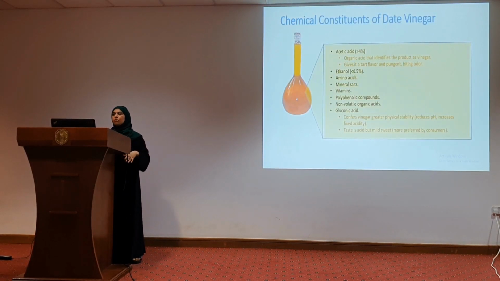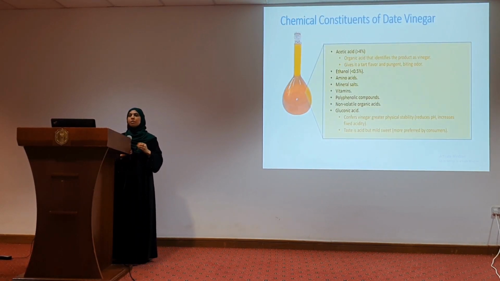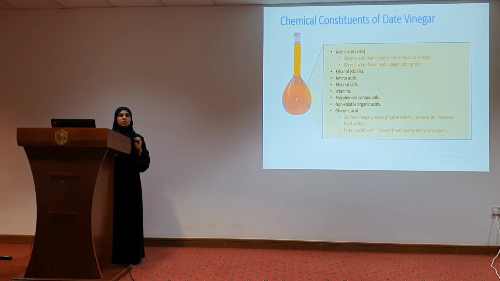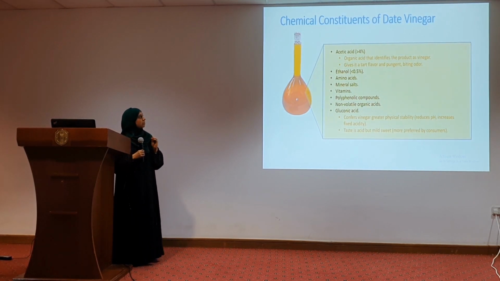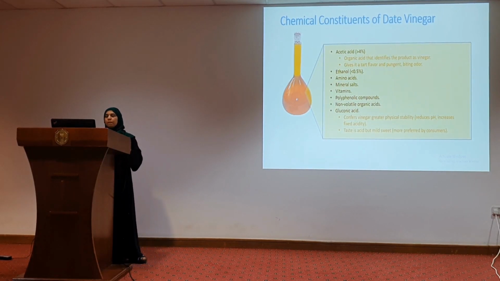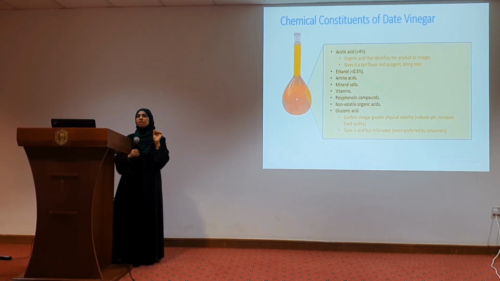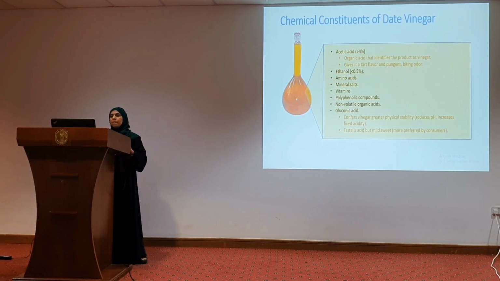The chemical constituents of date vinegar, there are many of them. We have acetic acid, and usually according to the standard, the concentration of acetic acid should not be less than 4%. The acetic acid is the chemical that identifies date vinegar as date vinegar or not. Also it gives the vinegar its tart flavor and its pungent, biting odor.